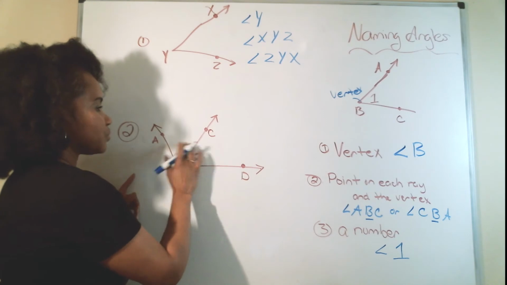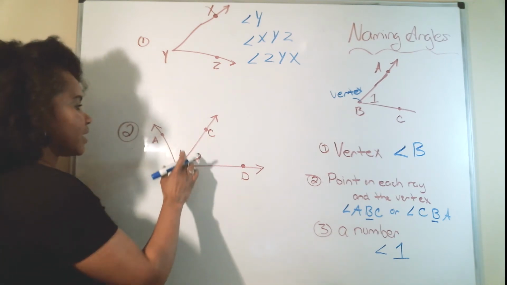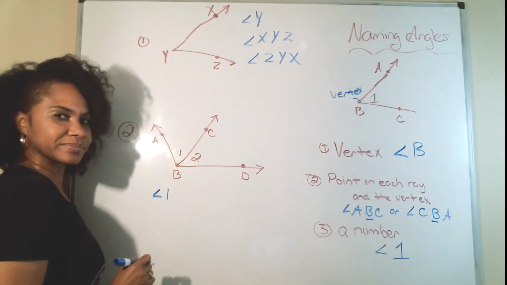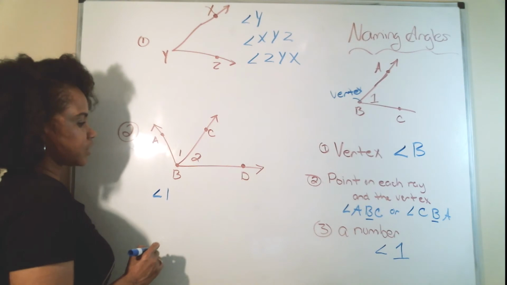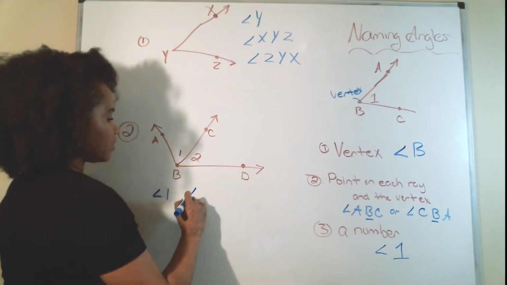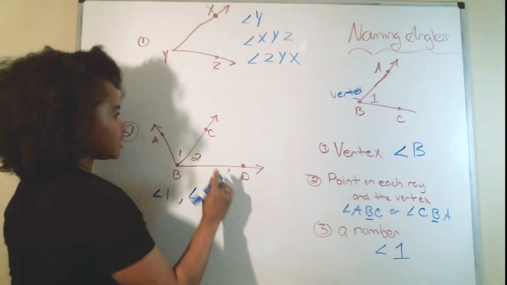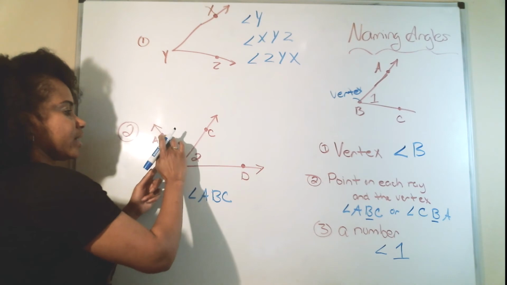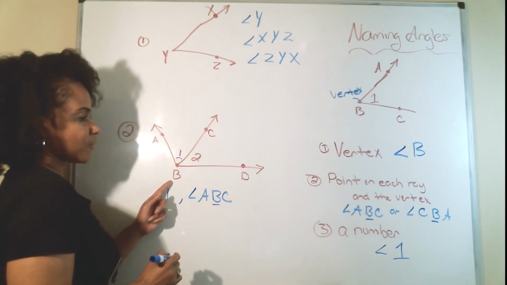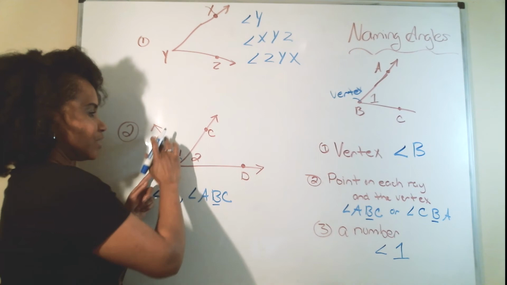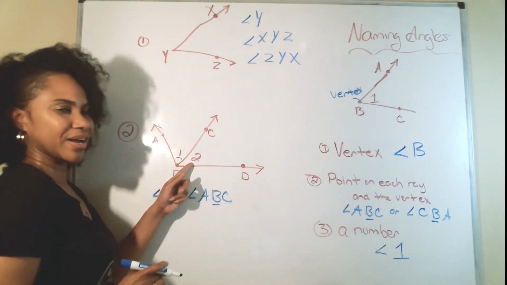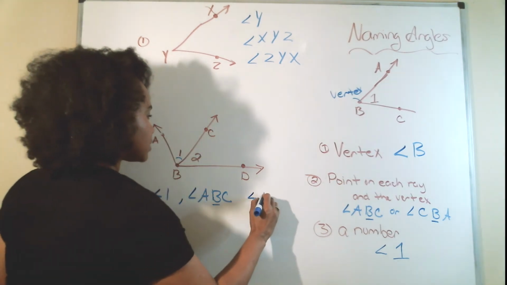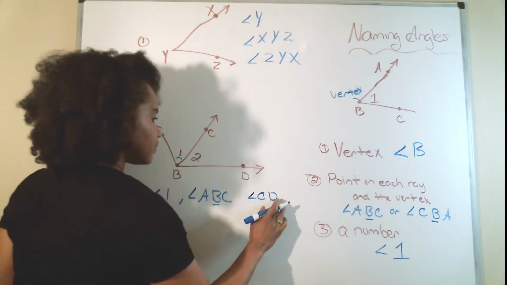But now what if you have two angles within one angle? Let's look at angle 1. If I wanted to name angle 1, I could simply say angle 1. What is another way to name angle 1? I could call it angle A, B, C, because I would have to include just this angle right here. B is my vertex. Could I call it A, B, D? No, I could not, because that would include angle 2. So angle 1 is A, B, C, or I could also call it angle C, B, A.